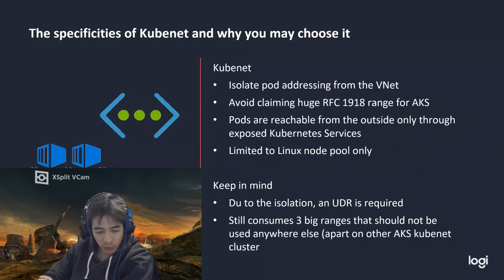And also, due to this isolation, we need to use a user-defined route. And something that is quite important, as a matter of fact, and that is not always understood by everyone: even if you are isolating your range between the virtual network and the pods, the pods do have their own private range, and you don't have that much choice. This is a big range that you must choose, and there are some others that you need to take into consideration. Let's get into the details.